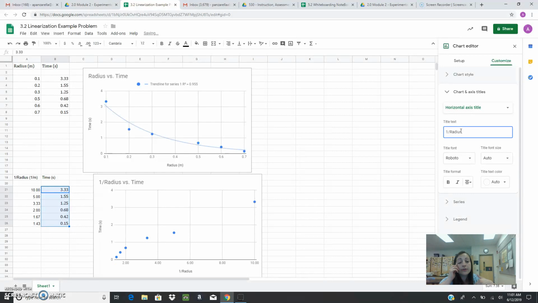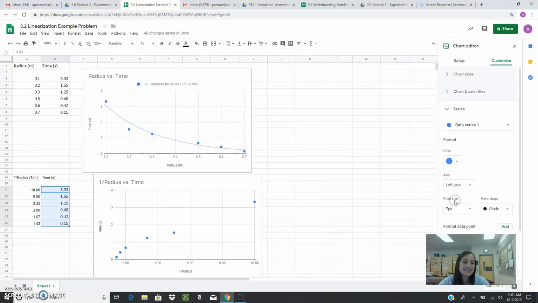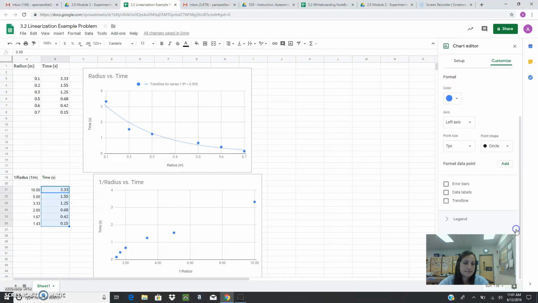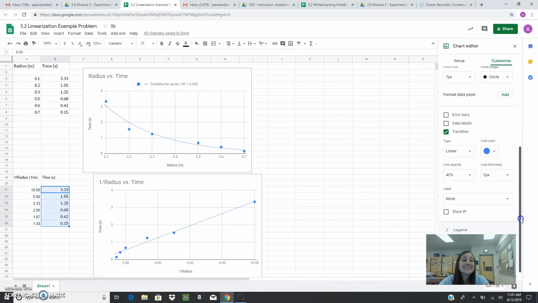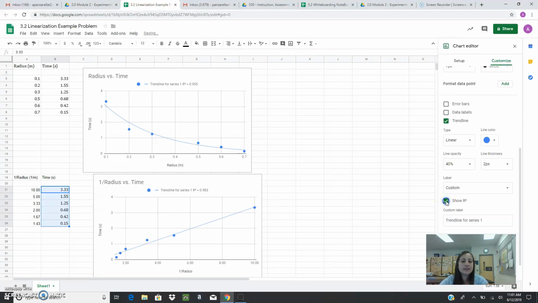So following through with what I've done to linearize. And now going down to series once again, I'm going to go ahead and add my trend line in. In this case, I do want it to be linear, and let's go ahead and show that R squared. I now have a 98% confidence interval, and that's where we want to be. So I can confidently say that my manipulation formed that linear trend.